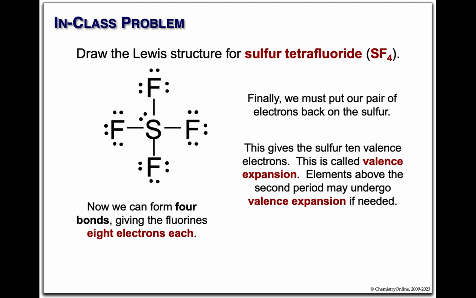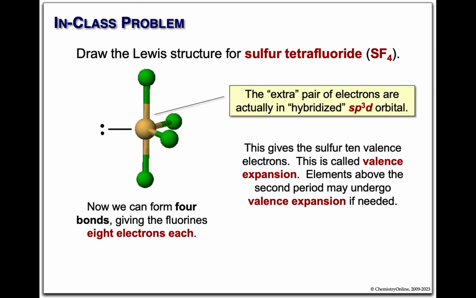Valence expansion happens in elements above the second period, so that's third period. Anything in the third period down can have up to 16 or so electrons around it. Everything else, we keep it simple, and we just use the octet rule. The extra pair, where does it go? It's called a hybridized orbital. You take the space for 1 s, 3 p's, and 1 d orbital, combine them, calculate a region of space, and you come up with this geometry. Trigonal bipyramidal it's called. Any questions?